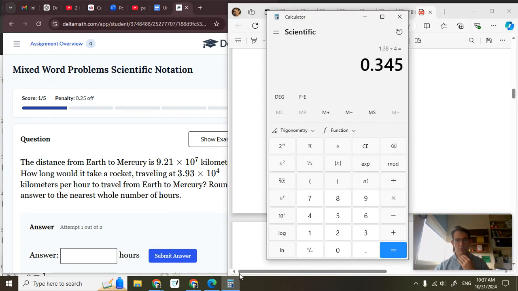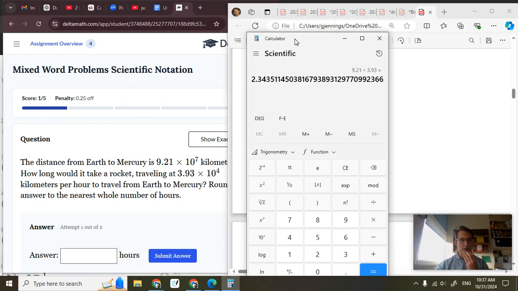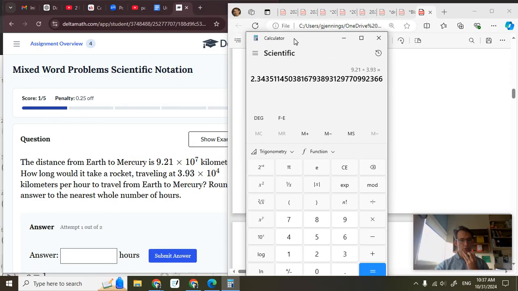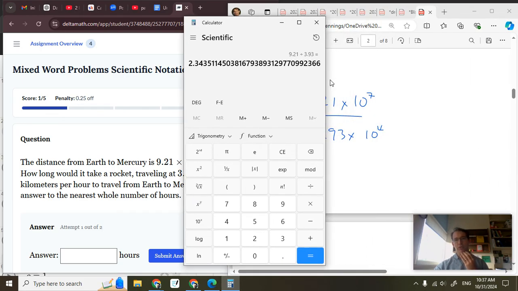Okay, so let's divide those number bits. 9.21 divided by 3.93 is 2.344, 35. How accurate do they want it? Round the answer to the nearest whole number of hours. Okay, but then I need to multiply this by 1,000 because we have to subtract the exponents here, so there's still a 10 to the 3, so I'm going to go times 1,000. There we go, times 1,000 equals this. Round it to the nearest whole number of hours. 2344, that 0.5 rounds it up. Okay, so 2344.